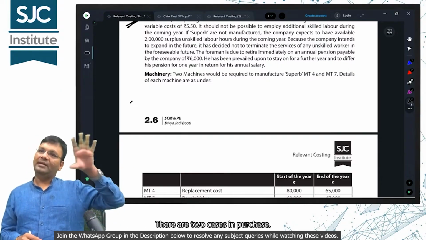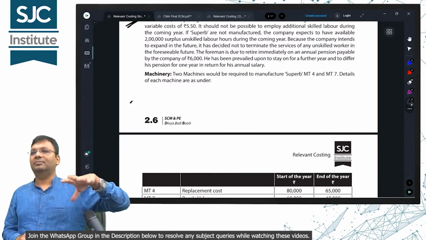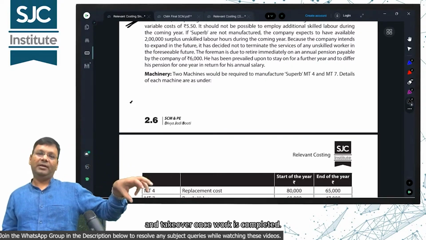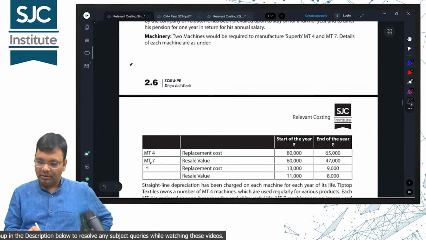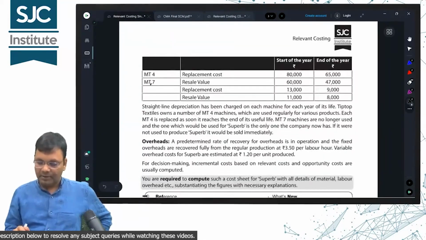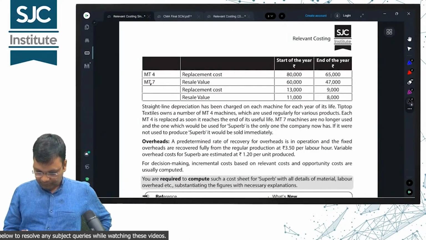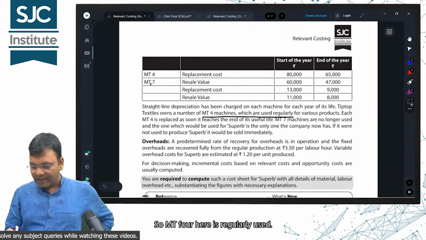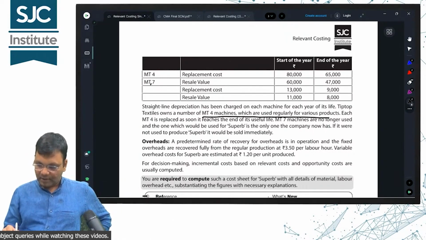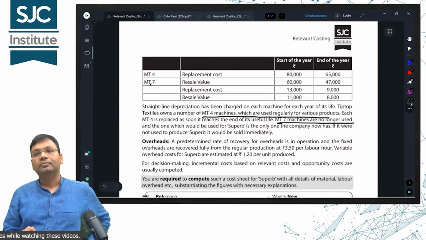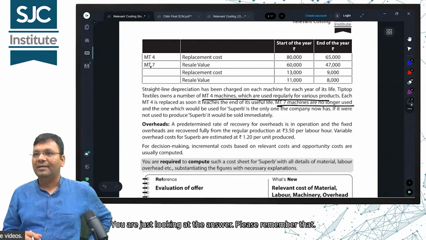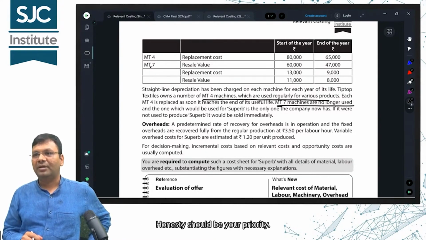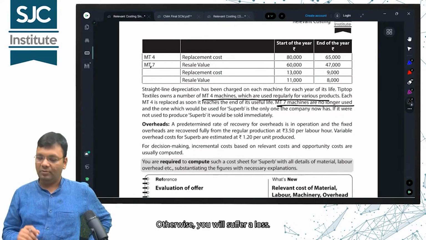There are 2 cases in purchase. After work is finished, they will scrap it and take over once work is completed. So the names of 2 machines are given. Both cases are different. MT4 here is regularly used. MT7 is no longer used. You have to use your intelligence and bring it out, not just look at the answer. Please remember that. Honesty should be your priority. Otherwise, you will suffer a loss.